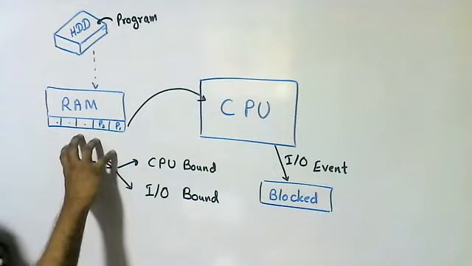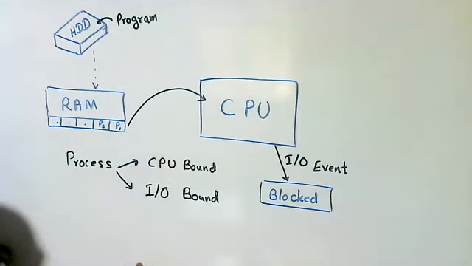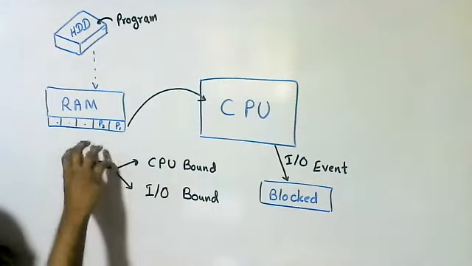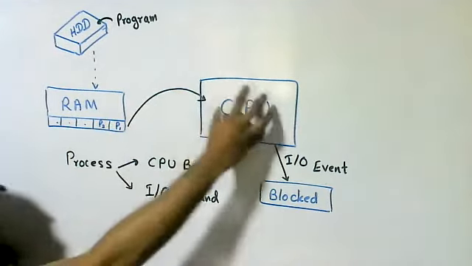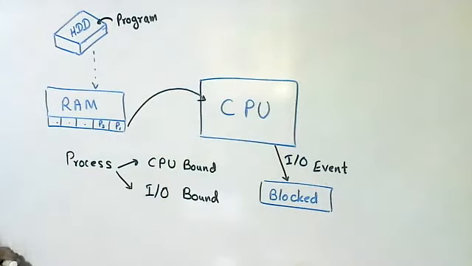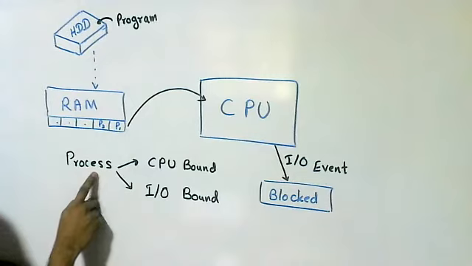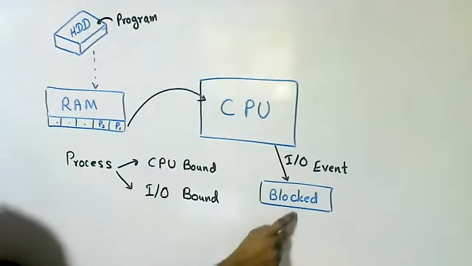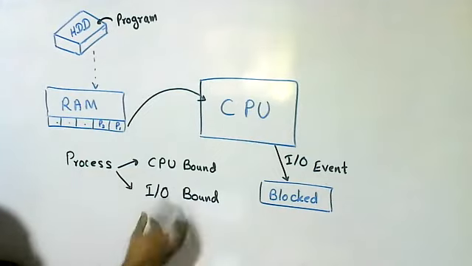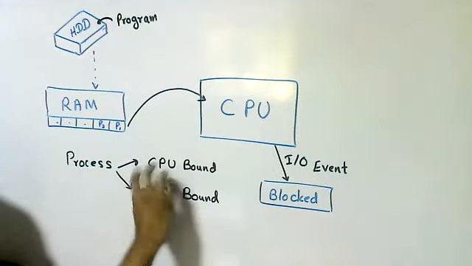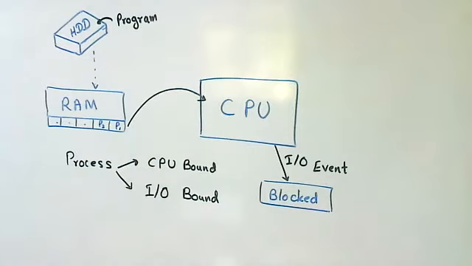Right, a process can be CPU bound or it can be IO bound. CPU bound means this process needs more CPU time. If any process needs more CPU time, it is called a CPU bound process. If any process needs more IO time, that means the blocked state, input output time, it is called an IO bound process.